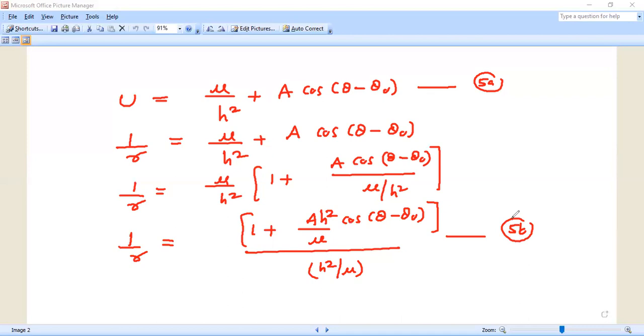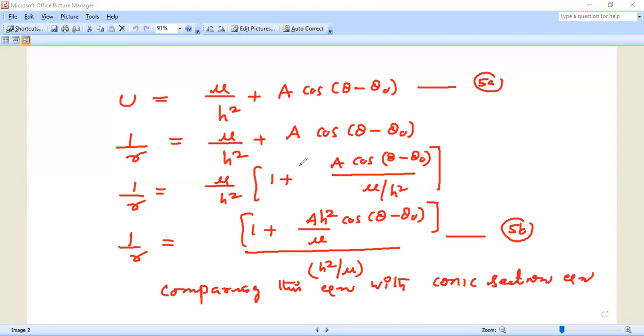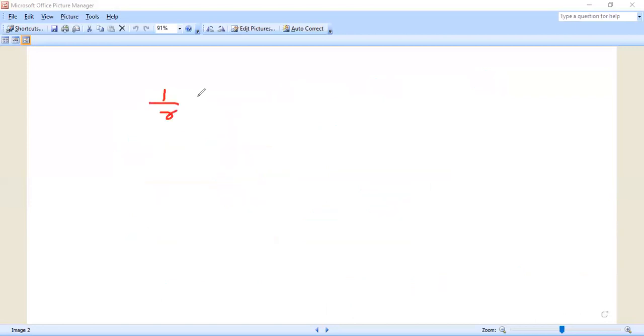So let us compare this equation with the equation of conic section. Comparing this equation with the conic section general equation. What is the conic section equation? 1 by r is equal to 1 plus epsilon cos theta by L.